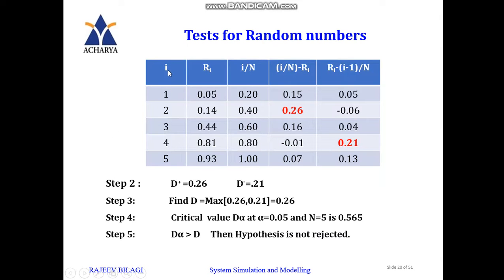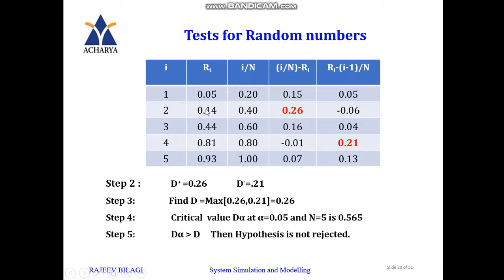Now, for finding out D plus and D minus, I require i by n minus Ri. This is for D plus. Ri minus (i minus 1) by n. This is for D minus. It is better to have a calculator when you are solving the problems. So calculator and the simulation tables are a must for this entire subject.